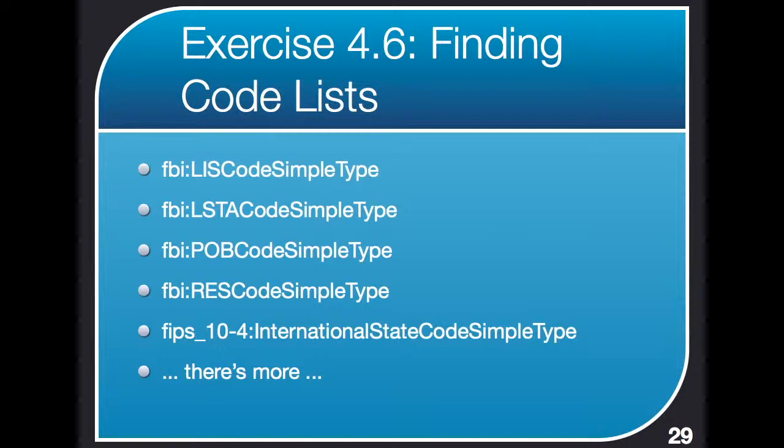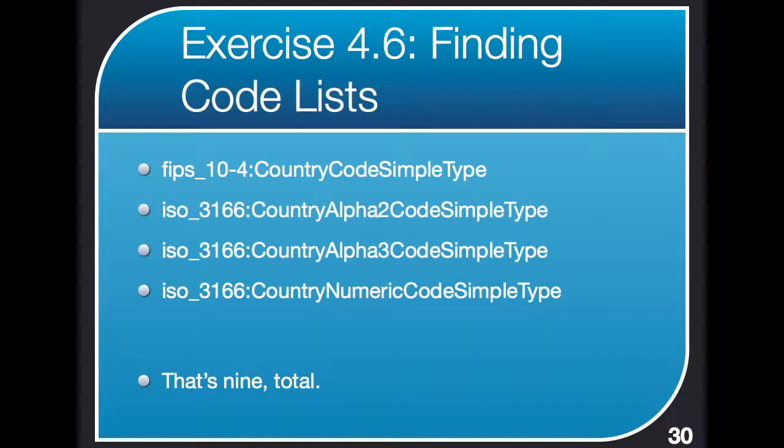I hope you didn't stop with the first one you found, because there's a lot more than one. We've got 4 different FBI ones. There's LIS code simple type, LSTA code simple type, POB code simple type, RES code simple type. 4 different FBI codes that all deal with codes for countries, and they all include the United States in some way, shape, or form as one of the codes in the table. Then there's a FIPS 10-4 code called International State Code Simple Type, so that's codes for countries as well. But wait, there's more. There's a second FIPS 10-4 code called Country Code Simple Type.